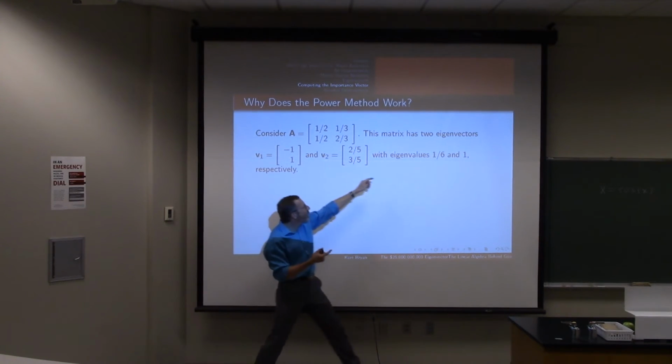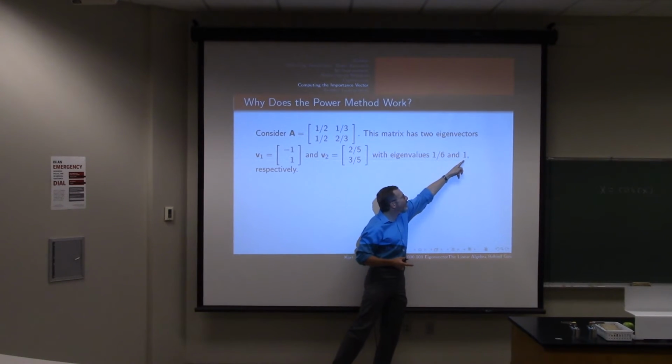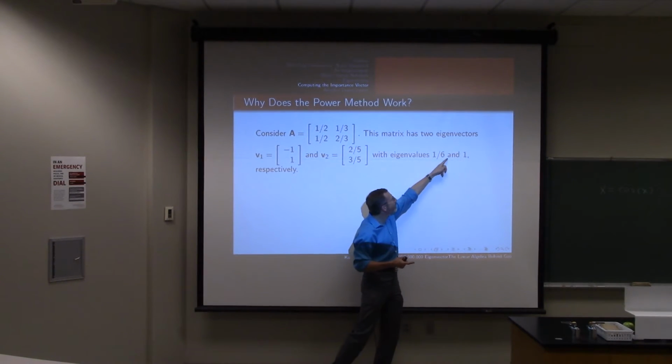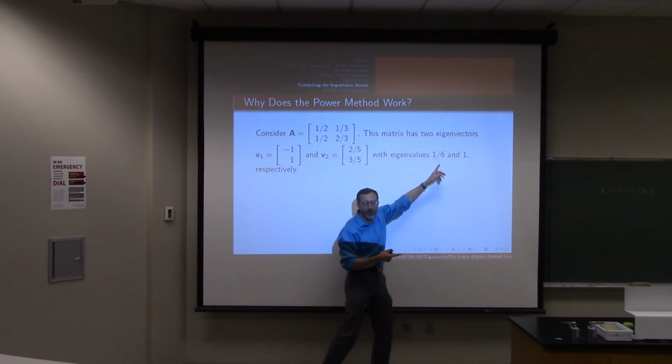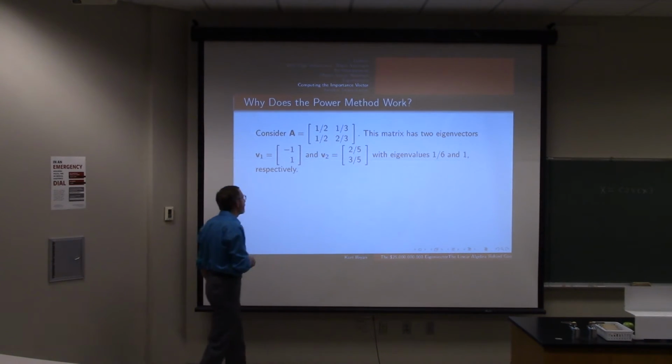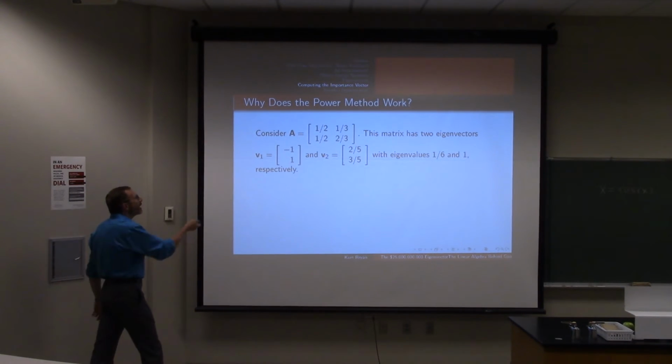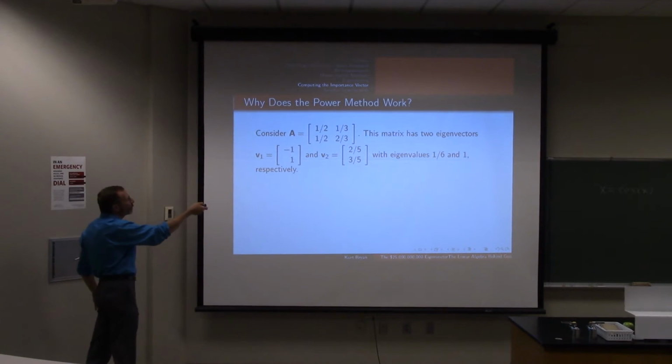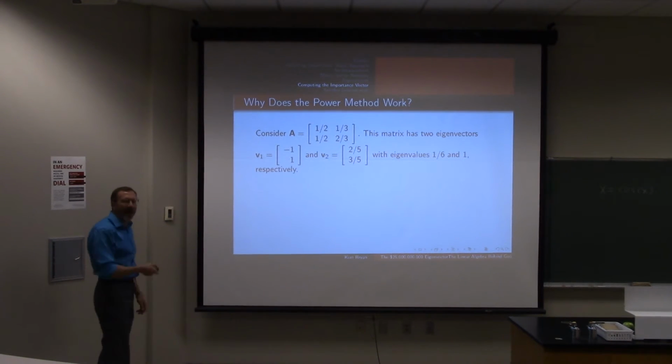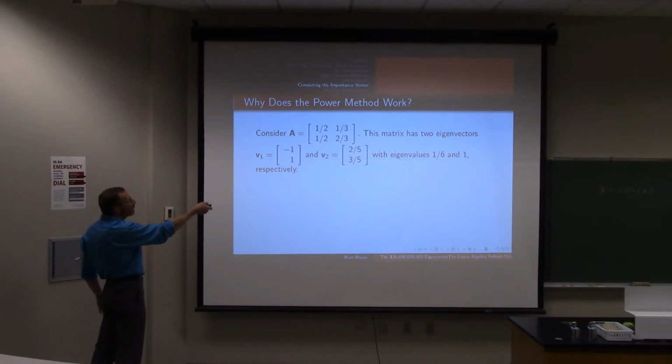As I said, 1 is always an eigenvalue for a column stochastic matrix, and all the other eigenvalues will be less than or equal to 1. In this case, 1/6 is one of them. So what would happen if I took a random 2-dimensional vector and multiplied it by A over and over and over again? Why will it converge to something that looks like this, the eigenvector I want?